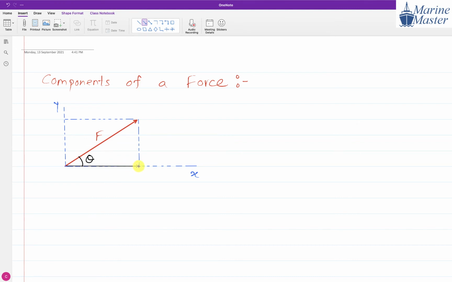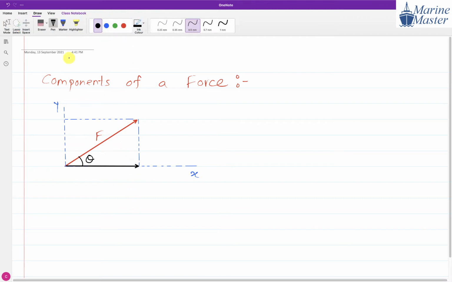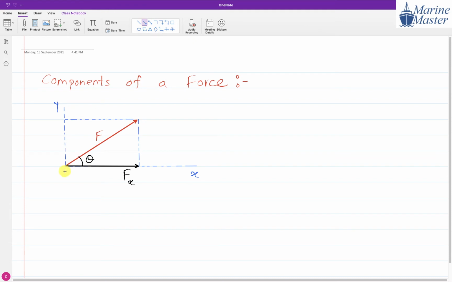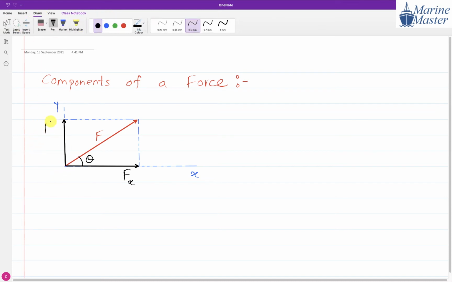Just observe the things here carefully. So see, this is one component. This component is in what? X direction. As this component is in x direction, we will say it as Fx. Then we will have another component. This component is in what? Y direction. And that's why we will say it as what? Fy.